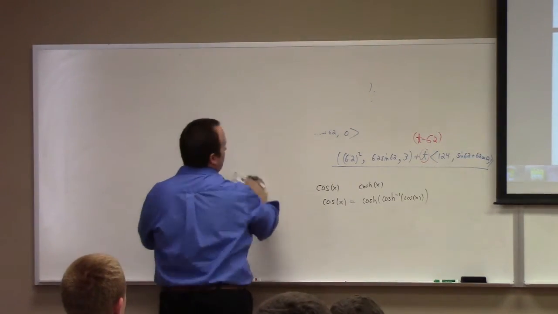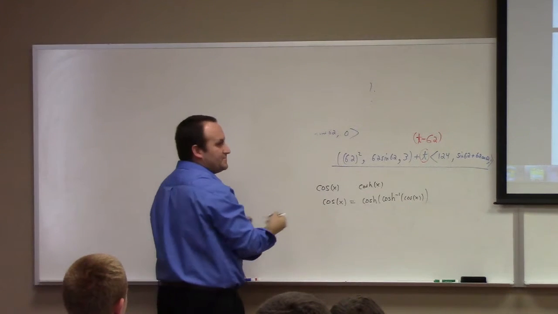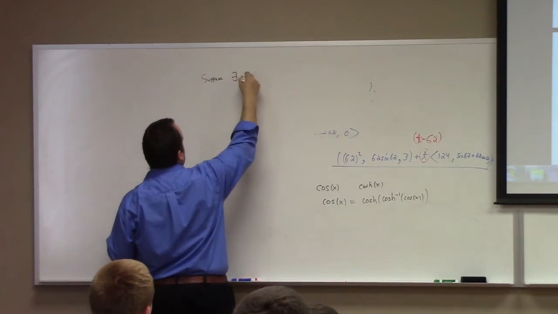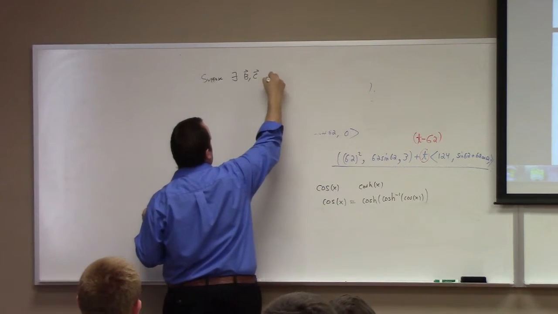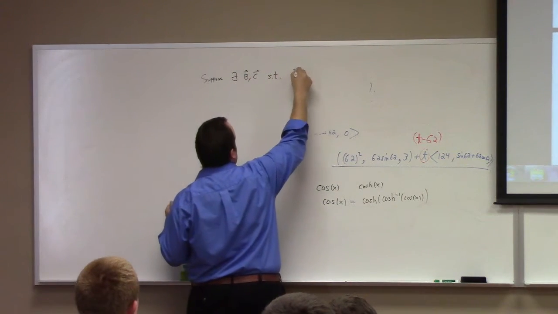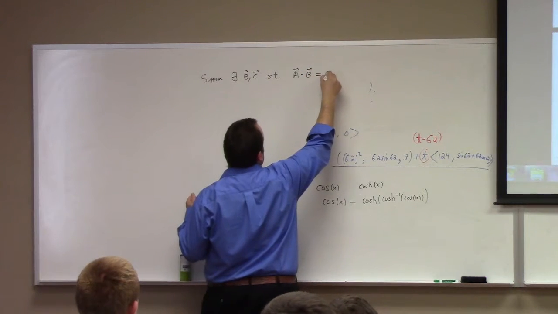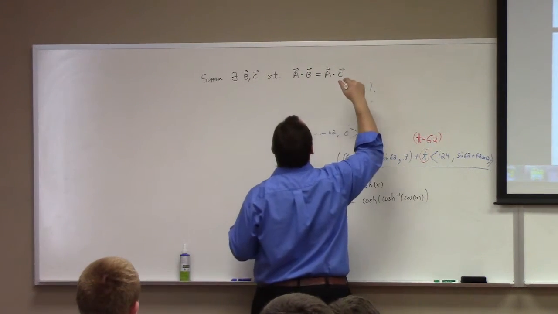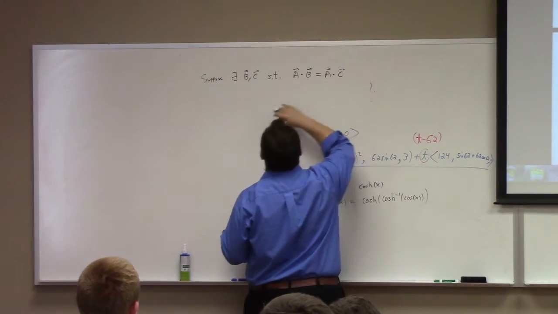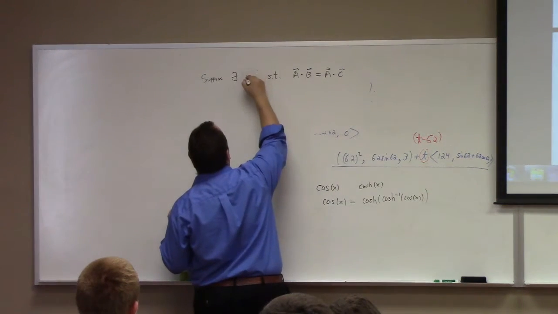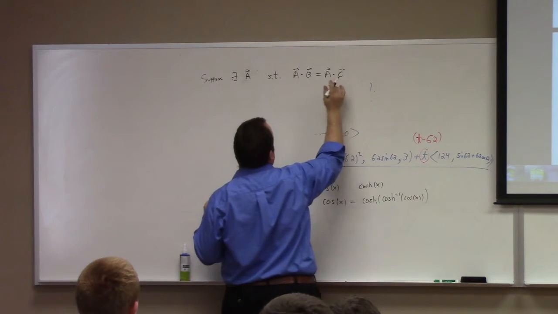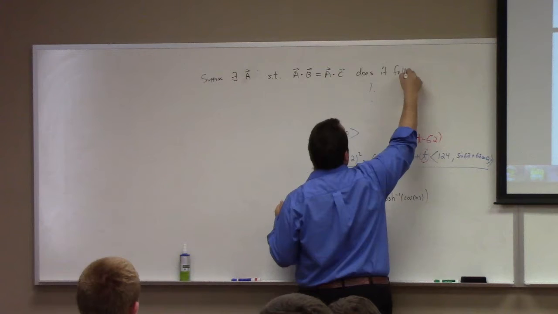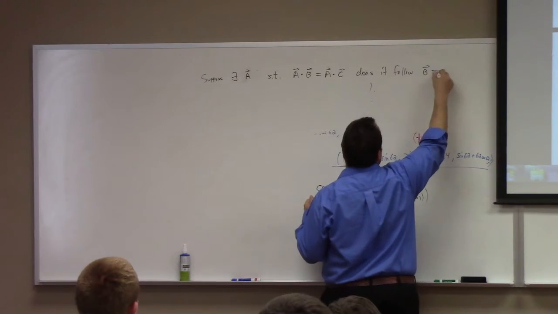I mean, there's variations on this question. Suppose there exists B and C such that A dot B is equal to A dot C, right? Or assuming it's the other way around, there exists an A such that A dot B is equal to A dot C. Does it follow that B is equal to C?